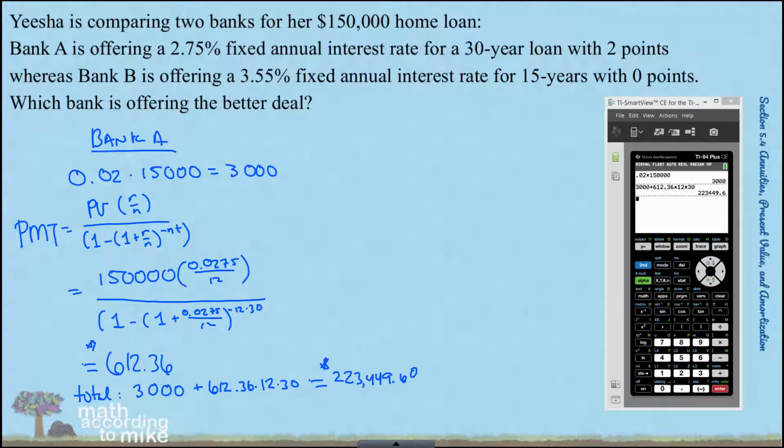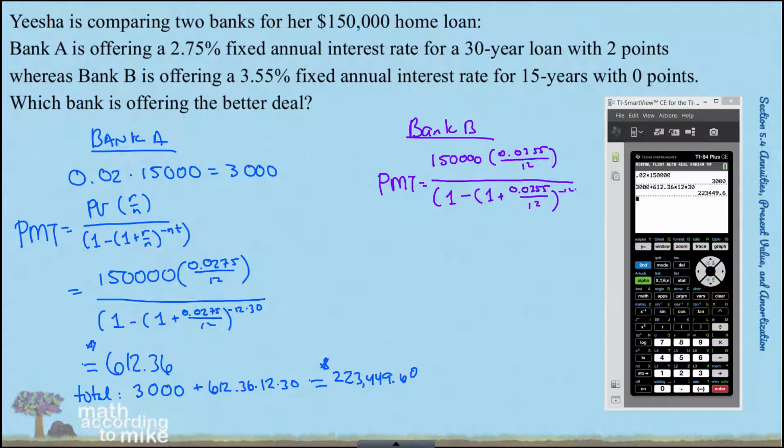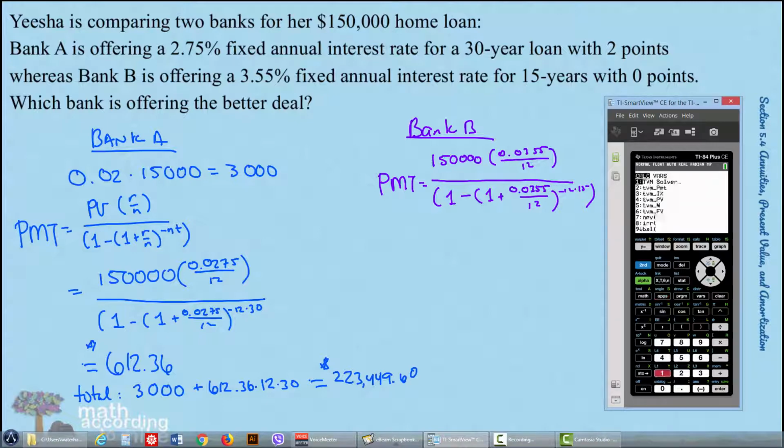So now let's compare that to Bank B. In Bank B, we'll go right to amortization because there is no points. And notice it's a different interest rate and a different amount of time. She has a 3.55% monthly for Bank B. And it's 15 years. We can do 12 times 15 here, which would be 180. Interest rate is now 3.55. PV is still the same, 150,000. We're trying to solve for payment, so alpha solve.